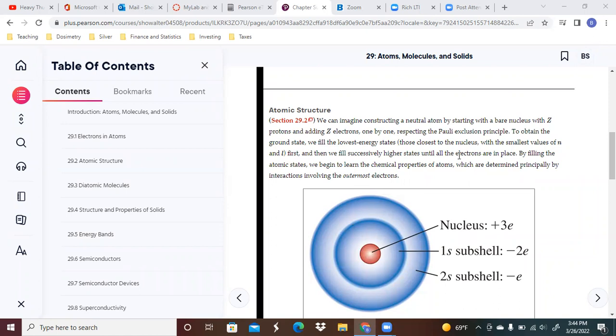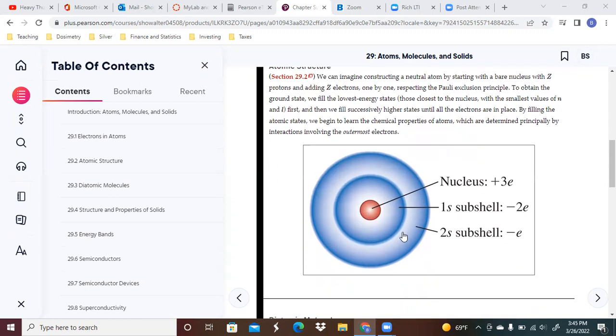So to obtain the ground state, we fill the lowest energy states, in other words, those closest to the nucleus, with the smallest values of N and L first. And then we fill successively higher states until all of the electrons are in place. By filling the atomic states, we begin to learn the chemical properties of atoms, which are determined principally by interactions involving the outermost electrons. So we have our nucleus here, we have our 1s subshell, and you can see 2 electrons are in that, and then you've got the 2s subshell here with 1 electron in it.